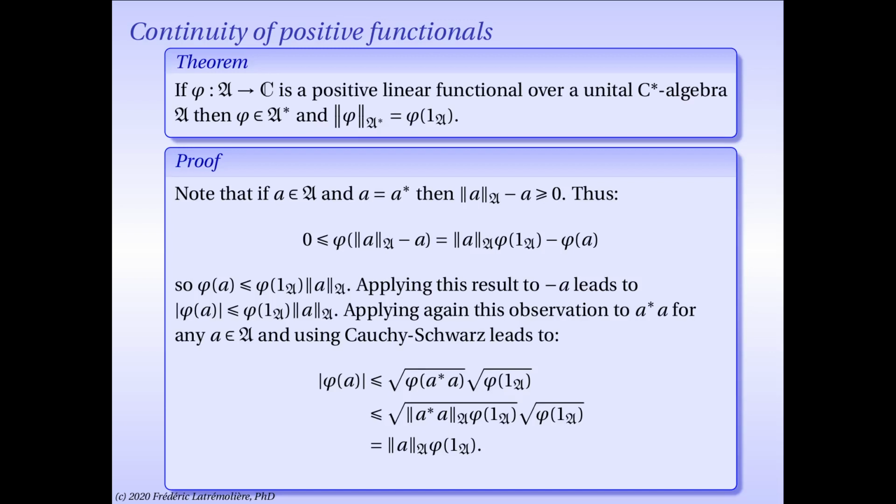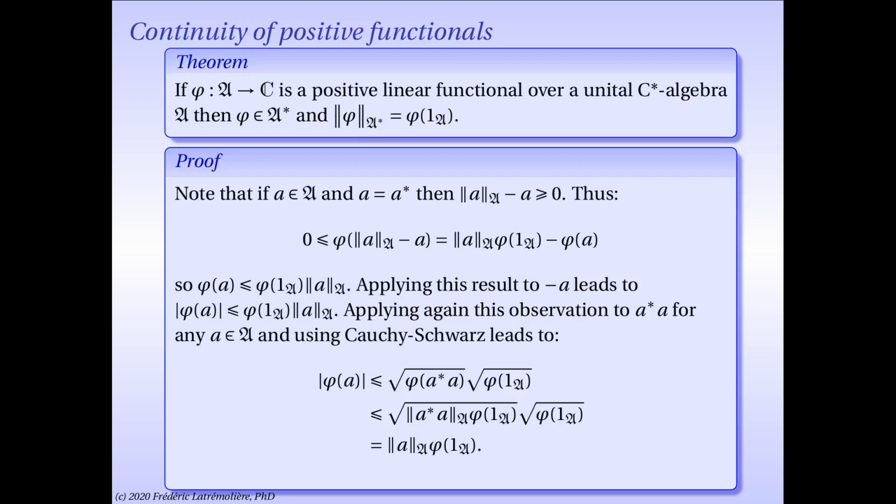So let's pick A, an arbitrary element of our C-star algebra. And we'd like to know something about the modulus now of phi of A. Well, the modulus of phi of A is the modulus of phi of A times the unit, because multiplying by the unit does nothing. But then you can apply Cauchy-Schwarz, and that tells you that the modulus of phi of A is less or equal than the square root of phi of A star A times the square root of phi of 1 star 1, which is, of course, phi of the unit of our C-star algebra. Now, phi of A star A, we know something about that because A star A is a self-adjoint element. So we know that the square root of phi of A star A is less or equal than the square root of the norm of A star A times phi at the unit of the C-star algebra.